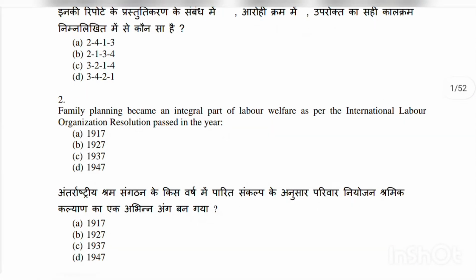Question number 2, family planning became an integral part of labour welfare as per the International Labour Organization resolution passed in the year. The answer is D, 1947.